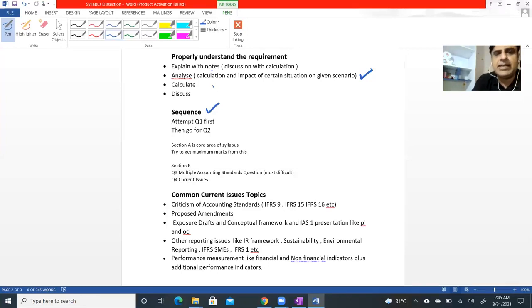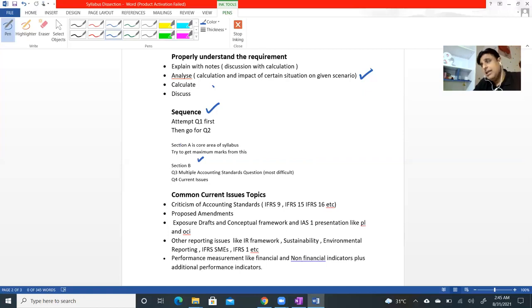Then if we move towards section B, it is the difficult one. Question 3 is basically based on multiple accounting standards. This is the most difficult question of this paper. If you see the examiner reports of past papers, the examiner frequently observed that the least well prepared question of the paper was question 3. It will be a very difficult question.